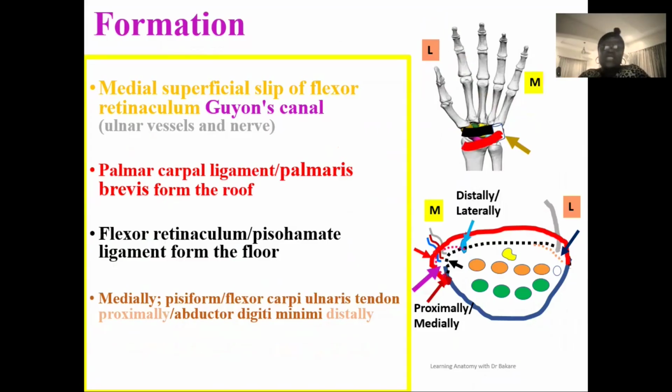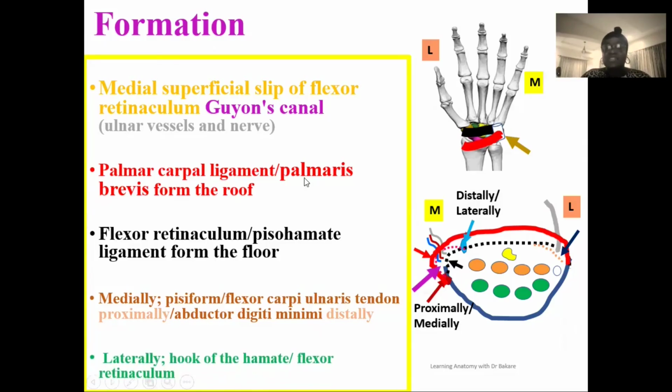So the tendon of this muscle is also seen to be forming the medial border of the Guyon's canal, but around the proximal region. While distally, it is seen to be bordered by the abductor digiti minimi, which of course is one of the muscles seen in the medial side of the hand region. And this is where it is creating the medial border of the Guyon's canal around the distal part.